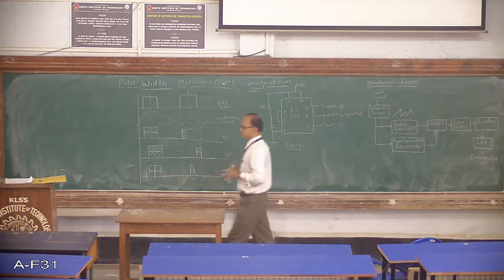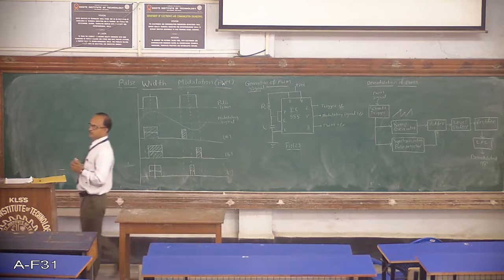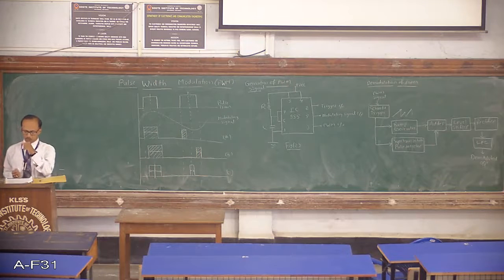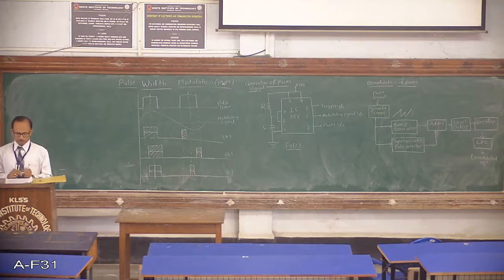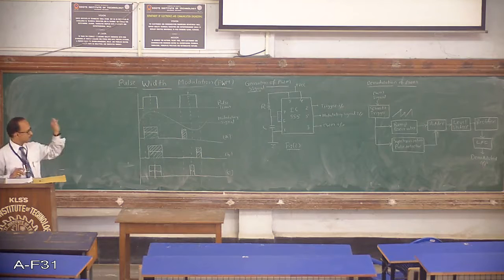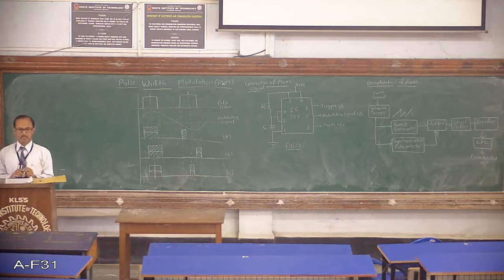This way, this ramp generator will generate a ramp signal whose height will be proportional to the width of the incoming PWM pulses. And the maximum ramp voltage will be retained till the next pulse. Whatever maximum ramp voltage is achieved, that will be retained till the next pulse.